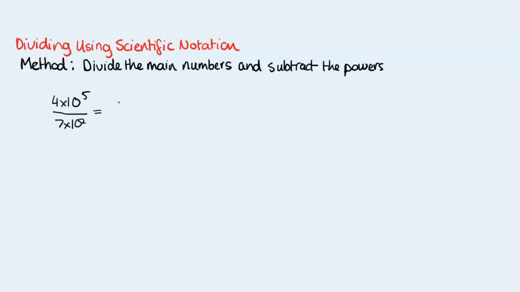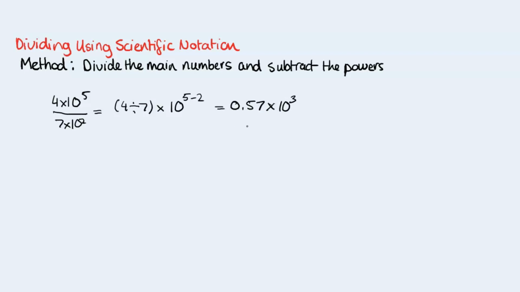So what we're going to do is divide their main numbers, and I'll just write it like this. 4 divided by 7, and then you're going to times 10, and then what we're going to do is subtract the powers. Okay, so it'll be 5 take away 2. So when you put 4 divided by 7 into a calculator, you'll get a long decimal, but let's just choose to do a 2 decimal point accuracy. So I'll do 0.57, and then we've got the times 10, and it'll be 5 take away 2 is 3.